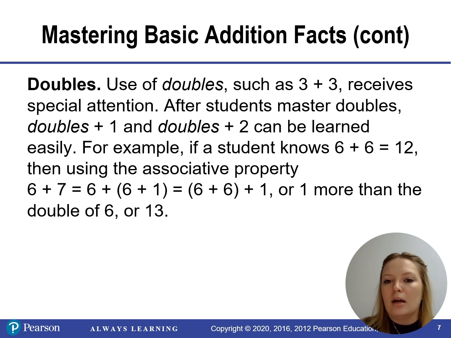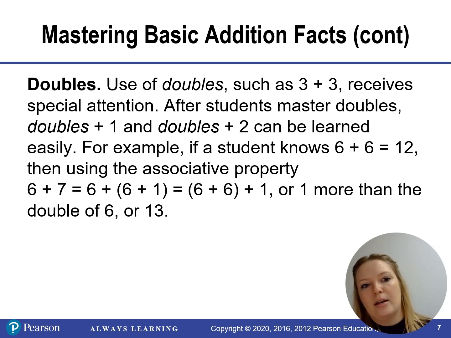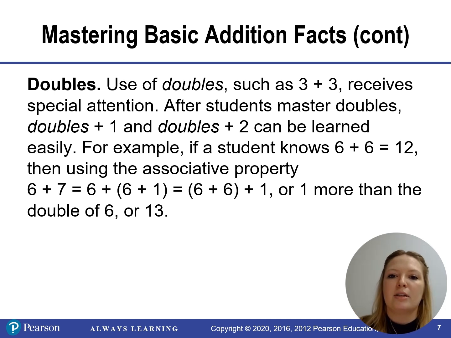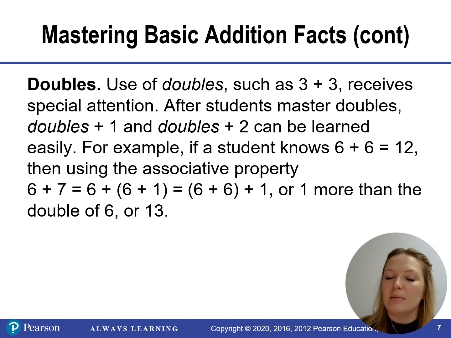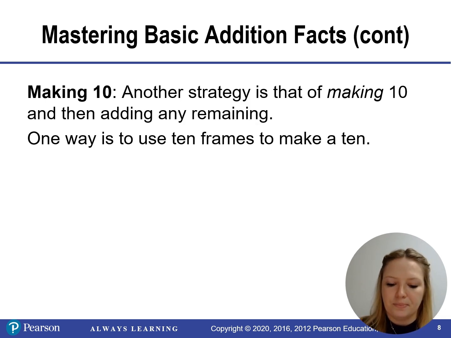Another way that students begin thinking about addition is using doubles. Doubles like 3 plus 3 get special attention. And then we can do doubles plus 1 or doubles plus 2. For example, if we know 6 plus 6 is 12, then we can use the associative property to figure out what 6 plus 7 is. Well, I know 7 is 1 more than 6, so 6 plus 6 gives me 12, and 1 more than that gives me 1 more than the double of 6. 1 more than 12 is 13.